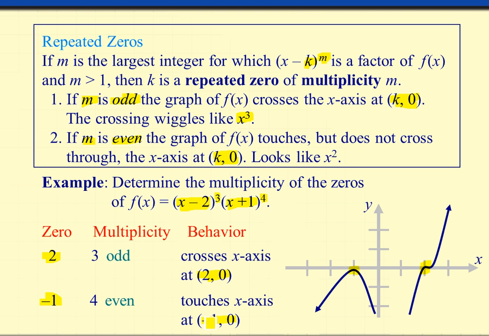Now if it's even, then it looks kind of like a little parabola. It doesn't go through the axis, it just touches it. So you can see that's what's happening here, right? At that position, it looks like a little parabola.